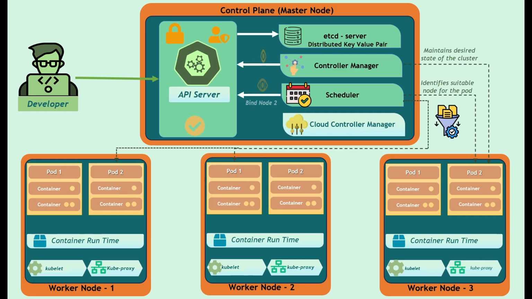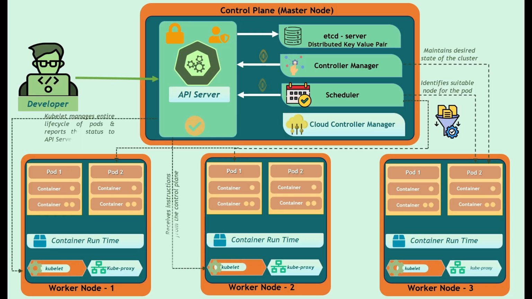Now, where does this pod run? It runs on the worker nodes. Now, what is a worker node? Worker nodes are the machines where your actual workloads run. So we have pods. If you see, it has a kubelet, it has kube-proxy, and a container runtime. Now, let's understand every component of the worker node.